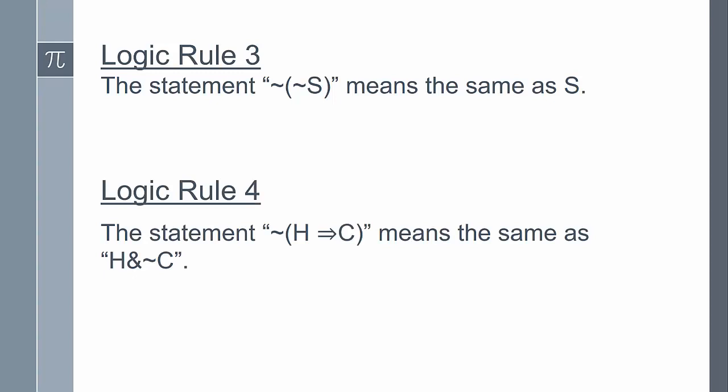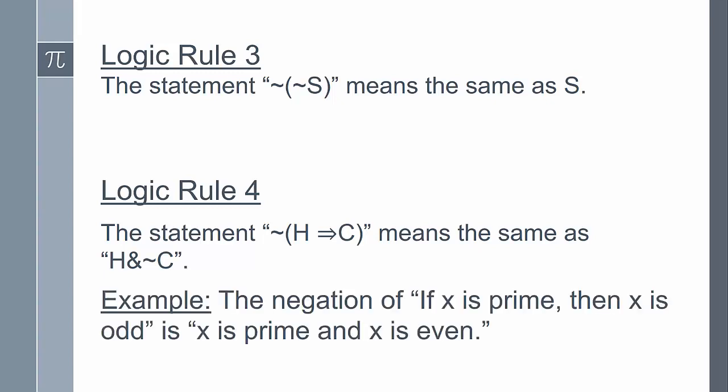Logic rule 4 says that the negation of H implies C means the same as H and not C. So we think of this as: if it's not valid that H implies C, then there must be a case where H is valid, but C is not valid. That's why the negation of H implies C is equivalent to H and not C. For example, the negation of "if X is prime, then X is odd" would be "X is prime and X is even."